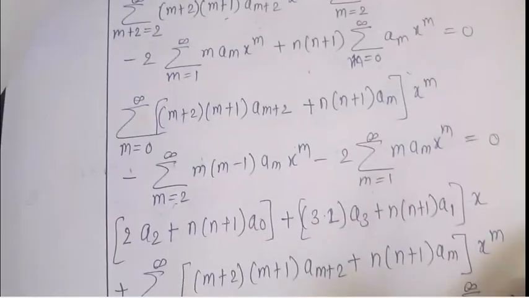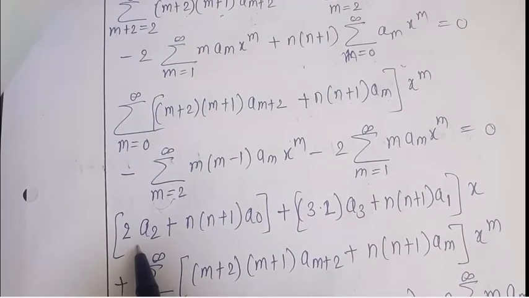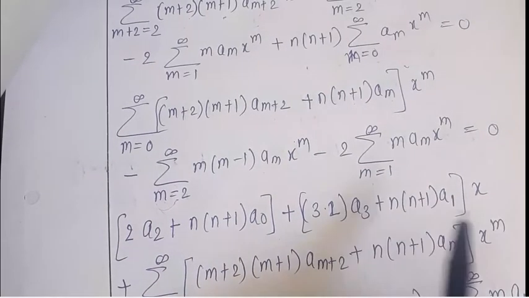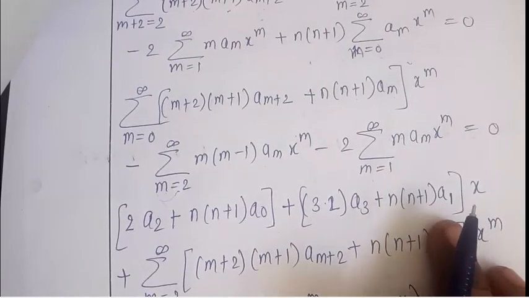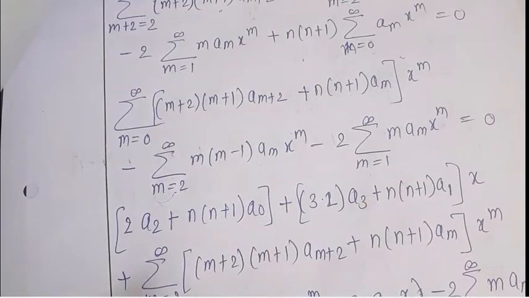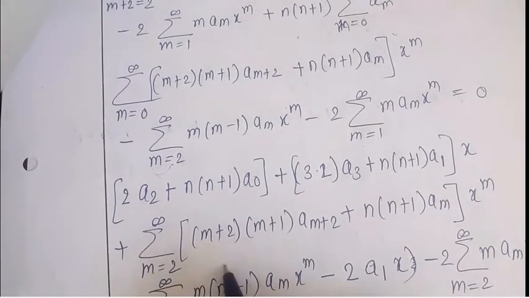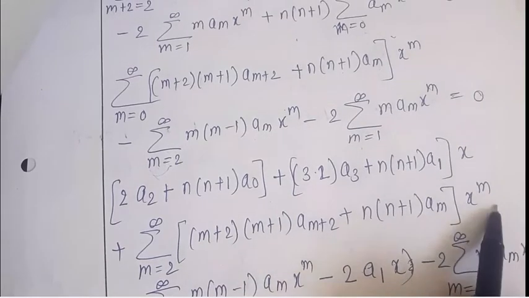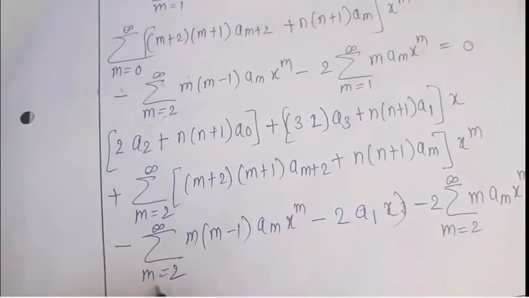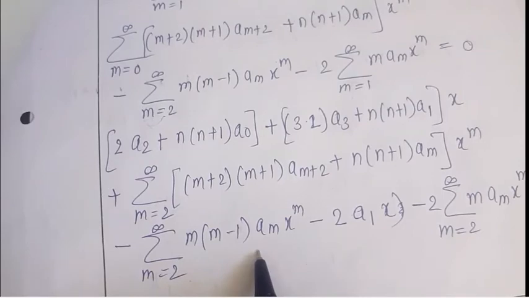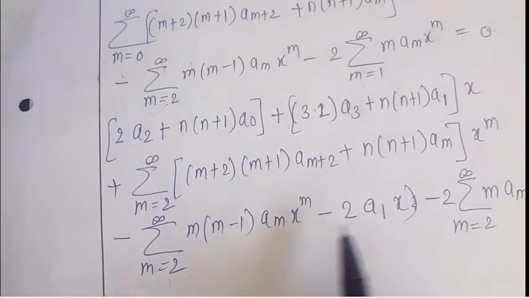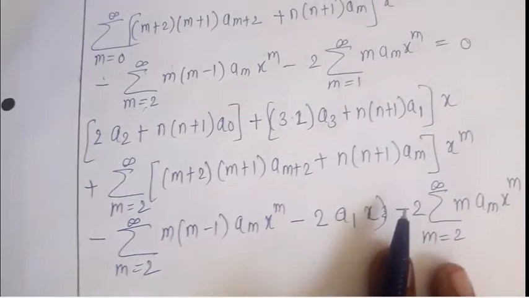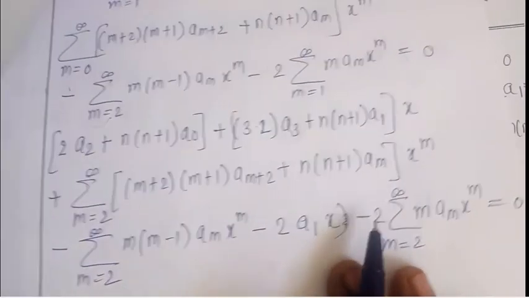So put m equal to 0 and 1 in the first summation, we get 2a2 plus n(n+1)a0 plus 6a3 plus n(n+1)a1 x plus summation m equals 2 to infinity (m+2)(m+1)a_{m+2} plus n(n+1)a_m x^m, minus summation m equals 2 to infinity m(m-1)a_m x^m, minus 2a1 x, minus 2m a_m x^m, is equal to 0.